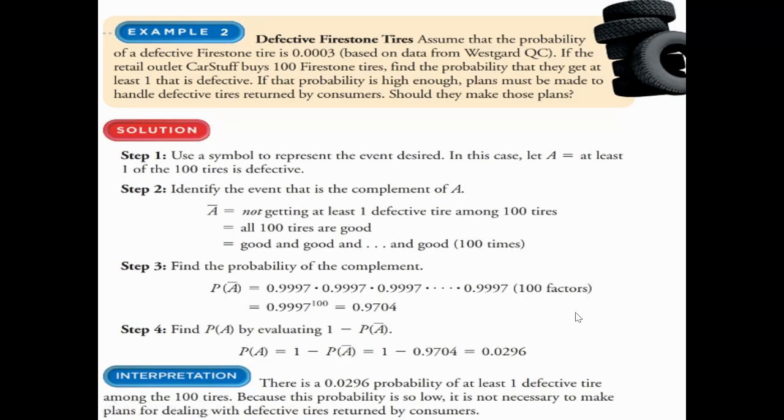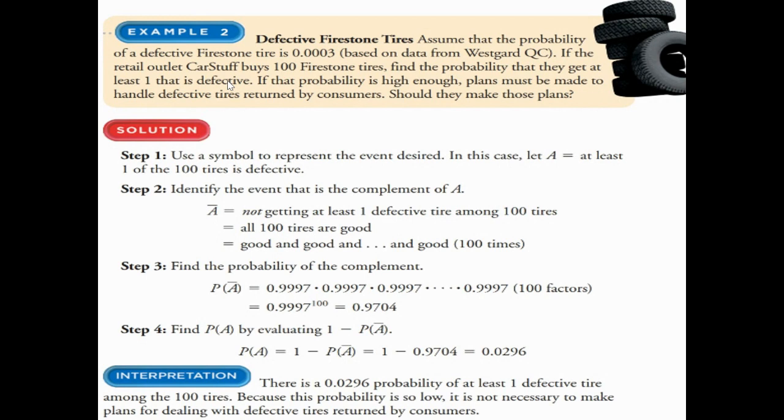Defective Firestone tires. Assume the probability of a defective tire is 0.0003. Well, already I'm thinking to myself, the probability of a defective one is 0.0003, so the probability of getting a good tire must be 1 minus that, or 0.9997. He doesn't tell us that, but we're going to be smart enough to say, if we know the probability of a defective one, chances are we need to know the probability of getting a good one. All right, so he says, find the probability that at least one of these 100 tires is defective. Well, that could be 1 tire is defective, 2, 3, 4, 38, 49.